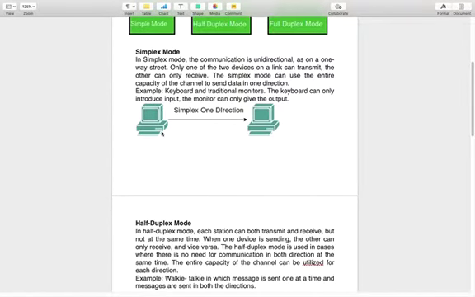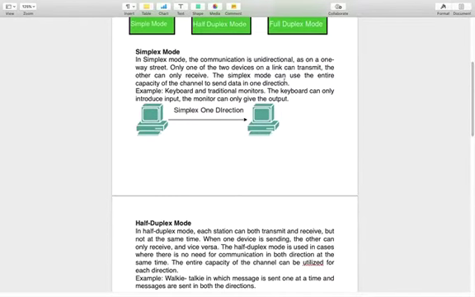In general, simplex mode communication is one directional or unidirectional. Sender always sends the data and receiver always receives the data. In this mode, communication is generally one way, as on a one-way street. Only one of the two devices on a link can transmit and the other can only receive. This task works only in one way.